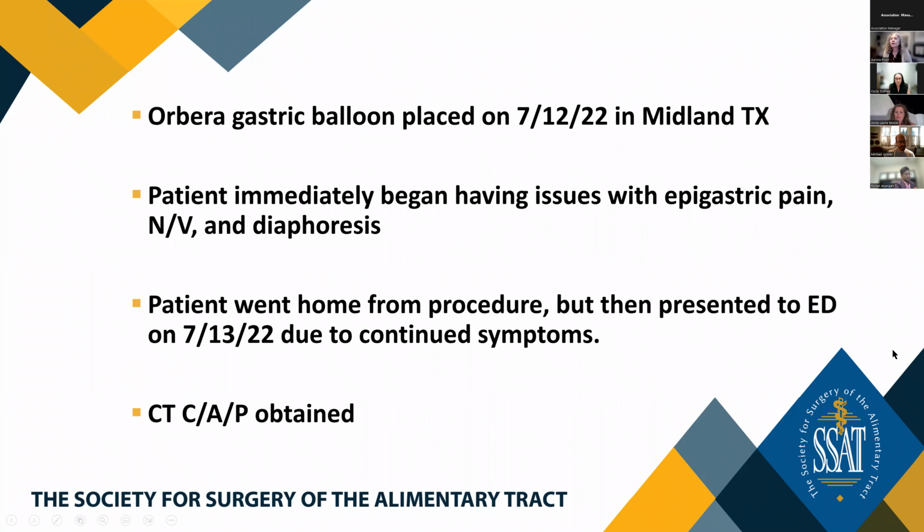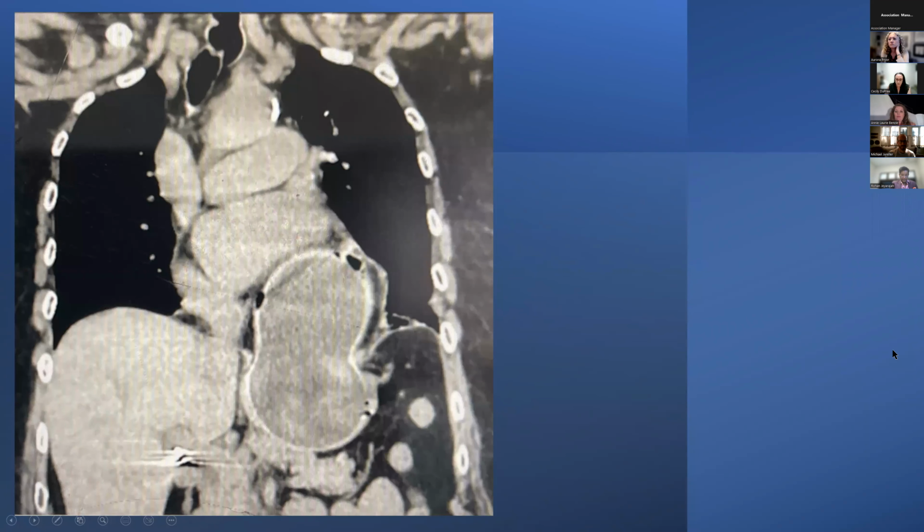She had the Orbera gastric balloon placed in July of 2022 due to a desired weight loss of about 20 pounds. Immediately following the procedure, she began having issues with epigastric pain, nausea, vomiting, and diaphoresis. She was discharged that day, but the following day presented to the emergency department because she was continuing to have these symptoms. At that point they obtained a CT chest, abdomen, pelvis, which demonstrated the following.